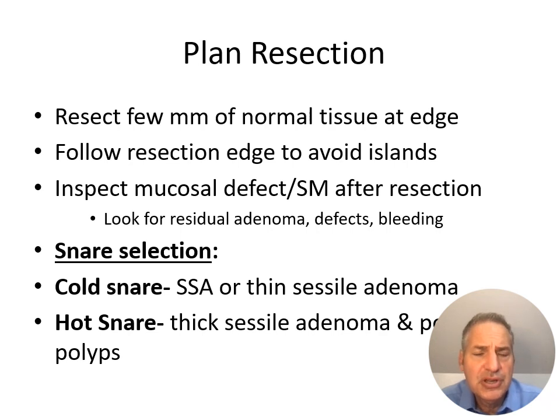In planning your snare motions, it's useful to plan to resect a few millimeters of normal tissue at the edge of the lesion, and as much as possible to follow the resection edge to avoid islands of tissue left behind. After each resection, it's useful to inspect the mucosal defect, and often you can spray some water with your foot pedal. You want to look for residual adenoma, any signs of wall injury, and underlying vessels that may be prone to bleeding or have started bleeding.